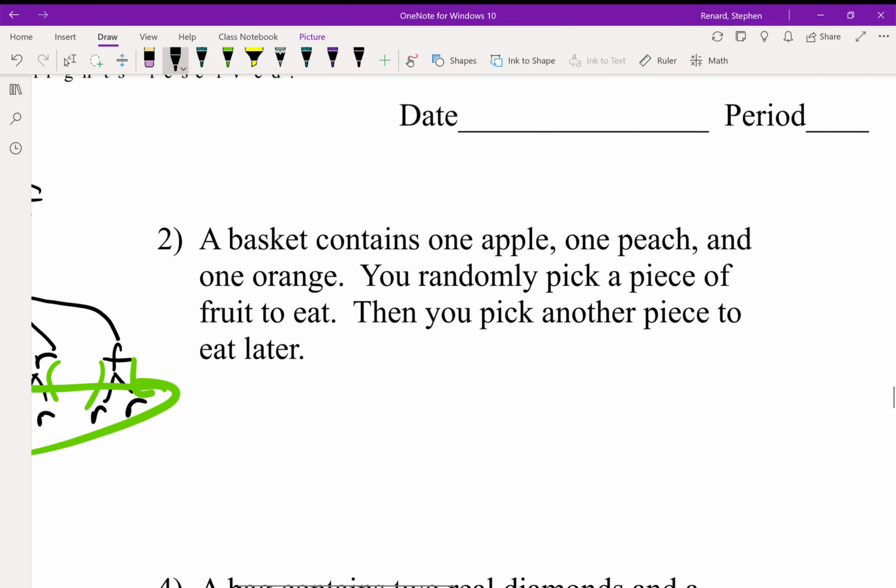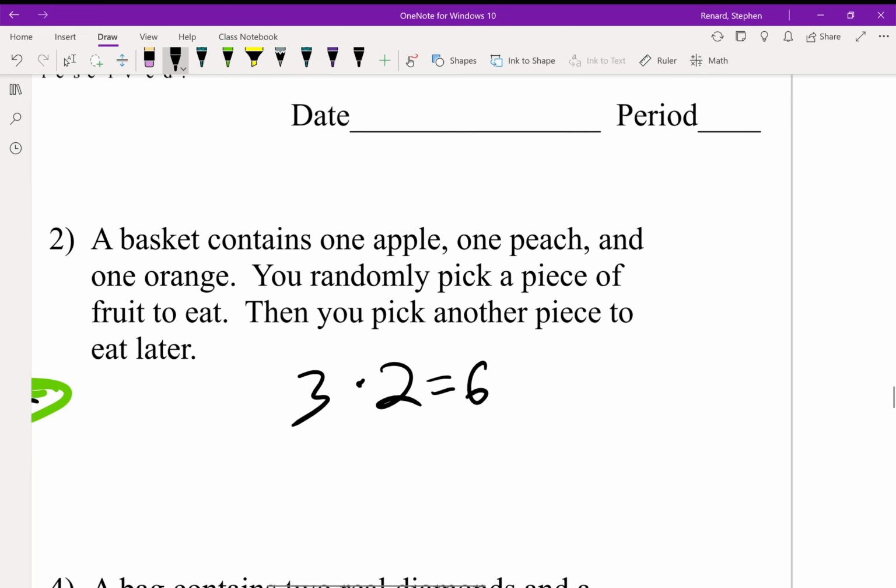A basket contains 1 apple, 1 peach, and 1 orange. You randomly pick a piece of fruit to eat. It doesn't matter which one you pick. What we know is that when you pick, you have 3 choices. And then you get a little nibbly later on. You're hungry, so you eat a second one. But now, there are only 2 pieces of fruit left. And so that's 6.